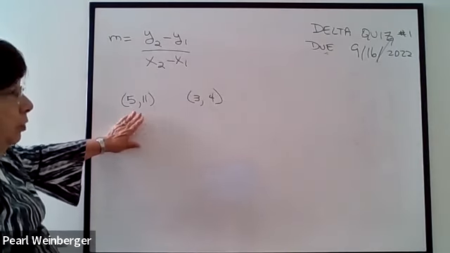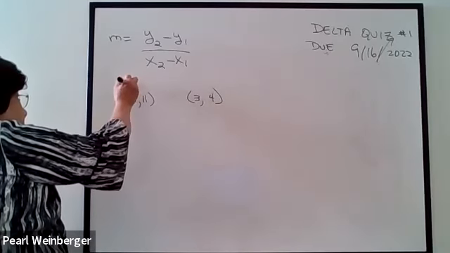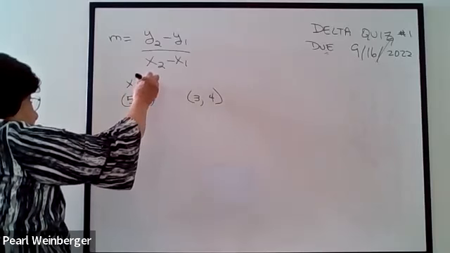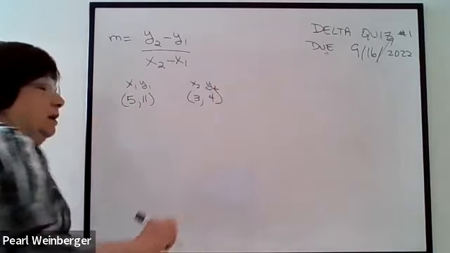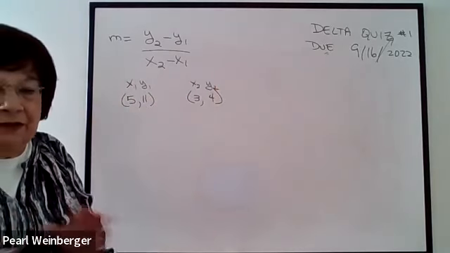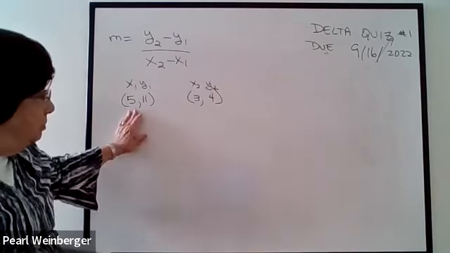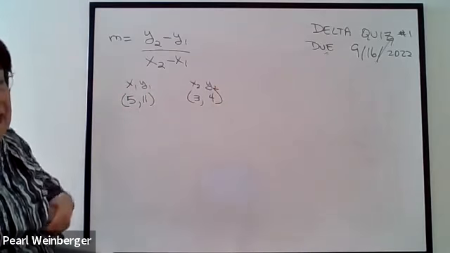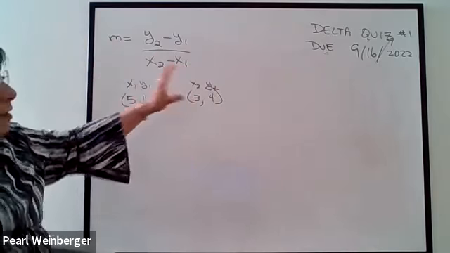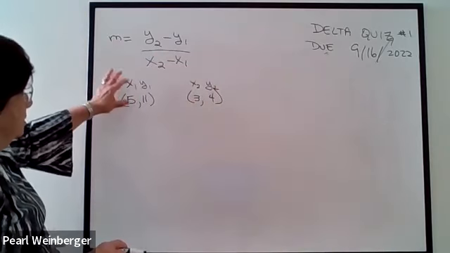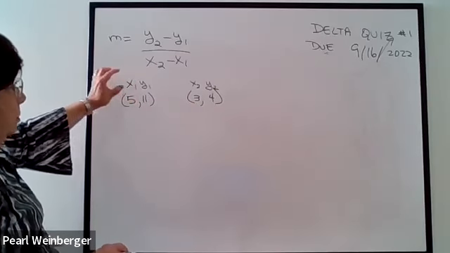We have to pick one of our points to be our first point. I always pick this one to be my first point, and this one second, for no good reason. I should maybe sometimes try this as the first and that as the second, and then switch it. But I tend to keep the first point they give me as my first point and the other one as the second point. And I stick my numbers into my equation.